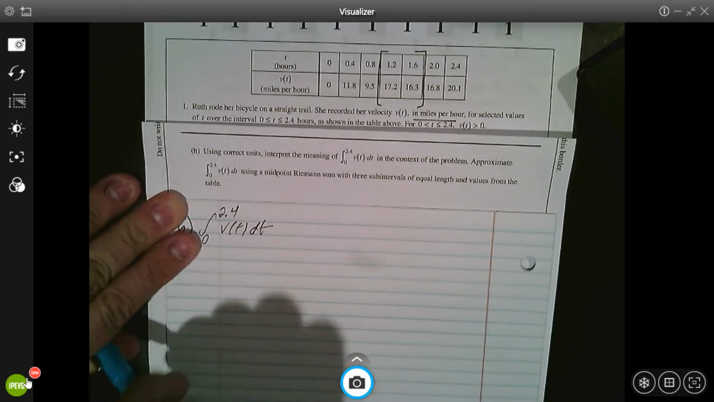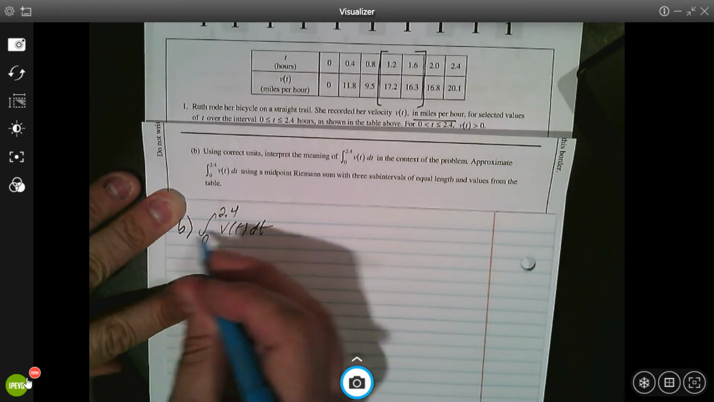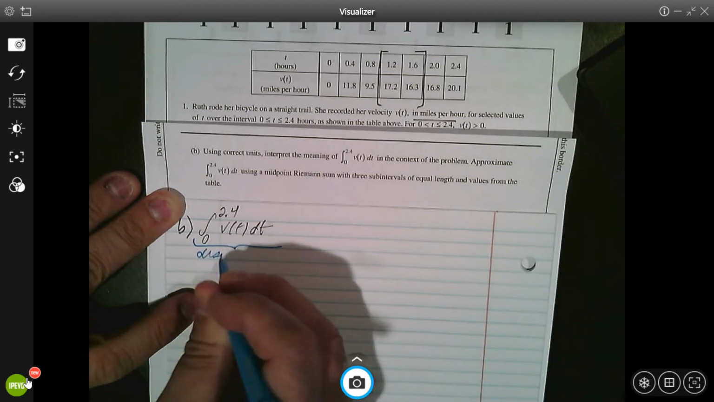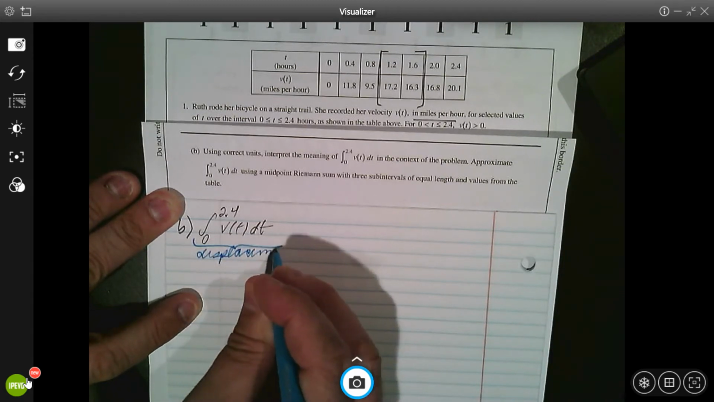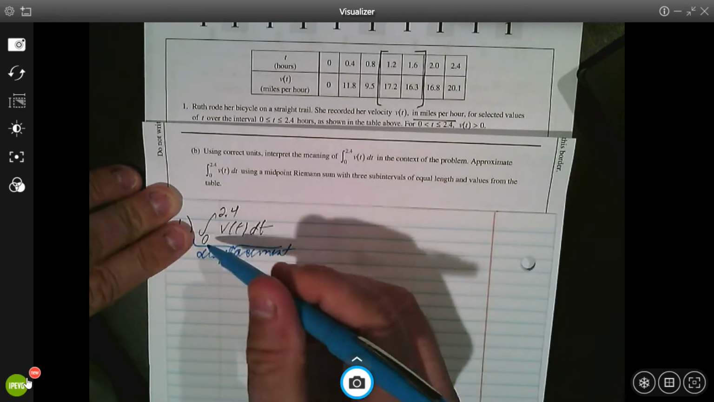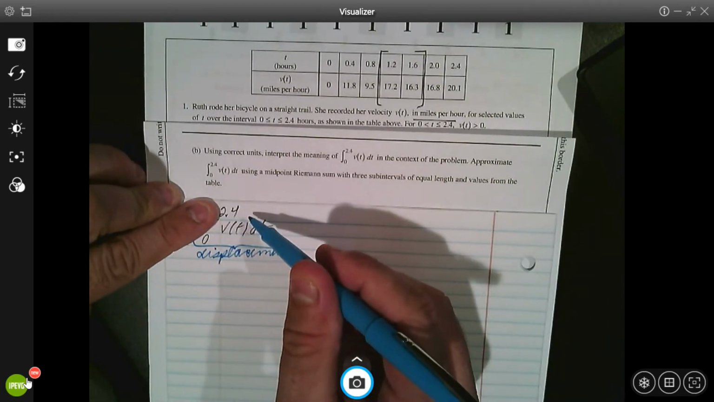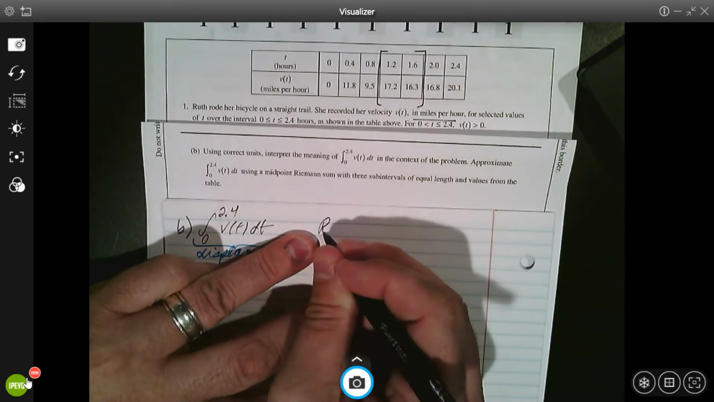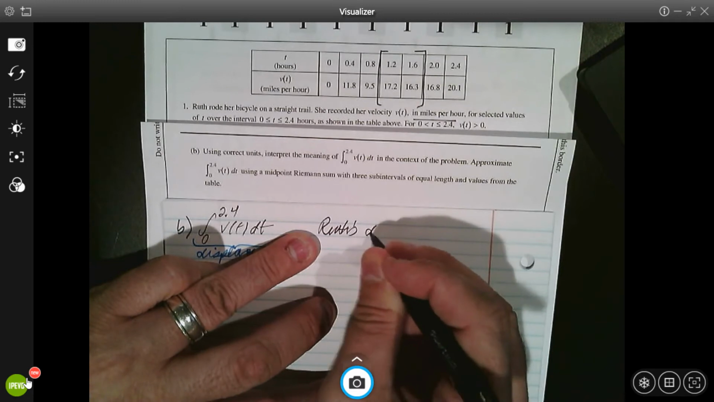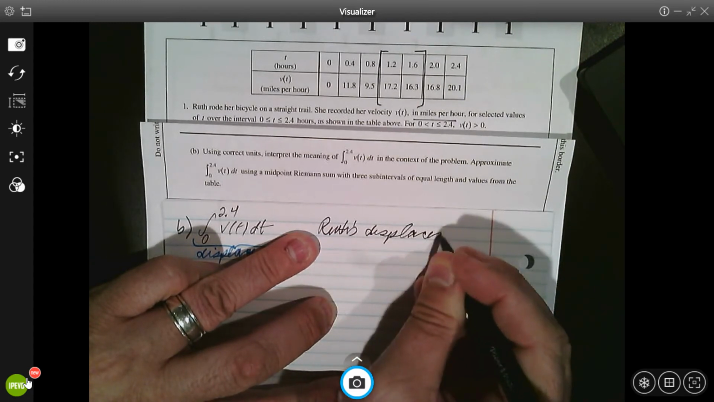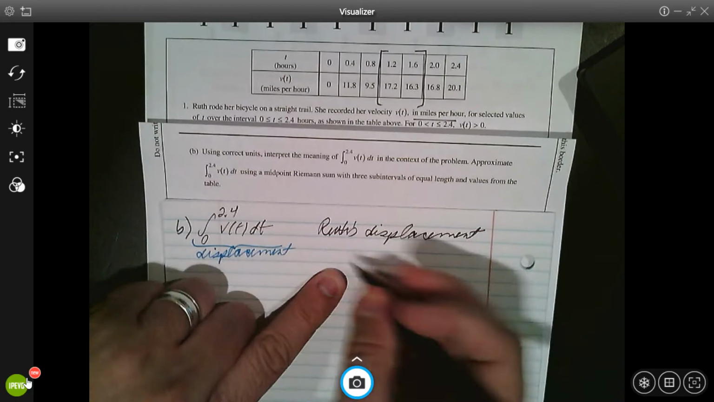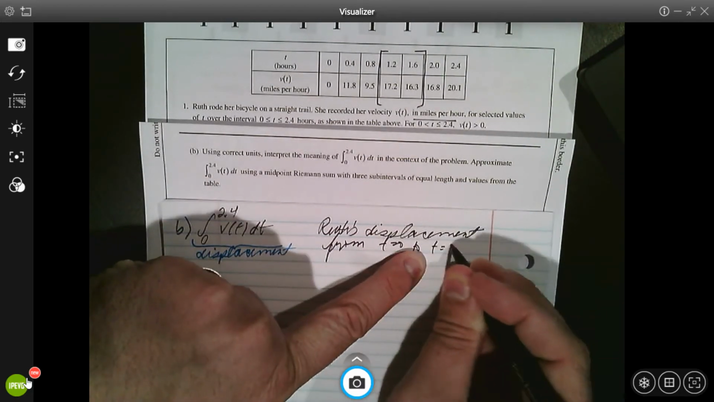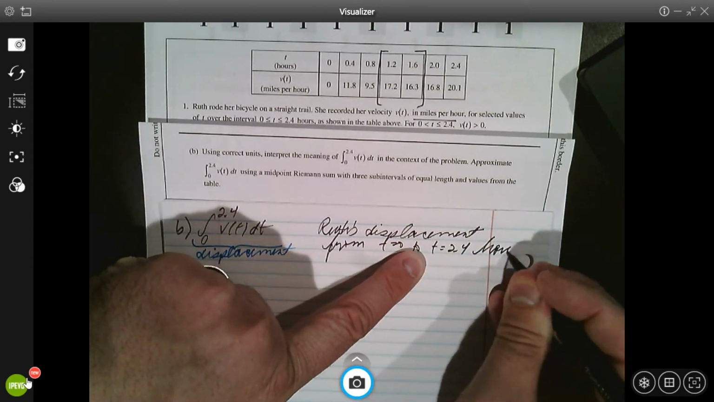V of t is your velocity. When you find the definite integral of velocity, what you're normally getting is displacement, your change in position from your starting point to the final point. And so it would be 100% acceptable to say that this represents Ruth's displacement. Don't stop there. Mention the time interval. From t equals 0 to t equals 2.4 hours.